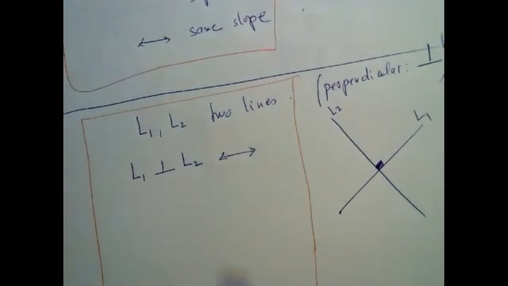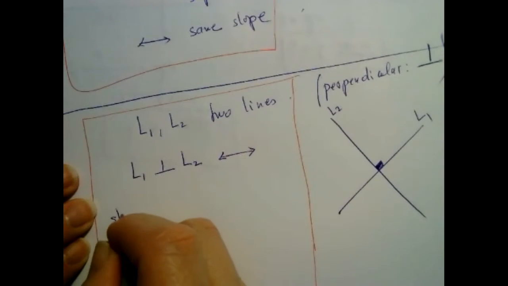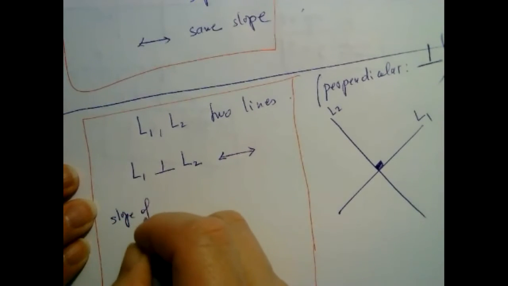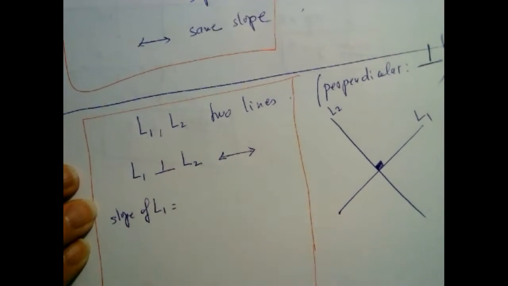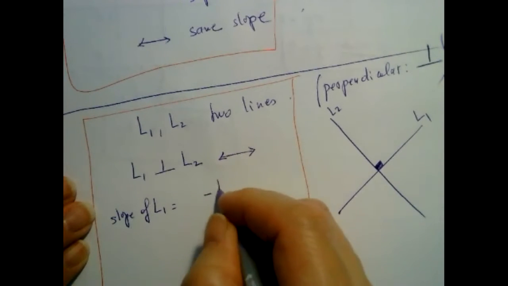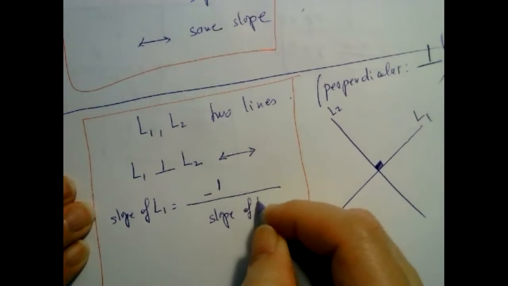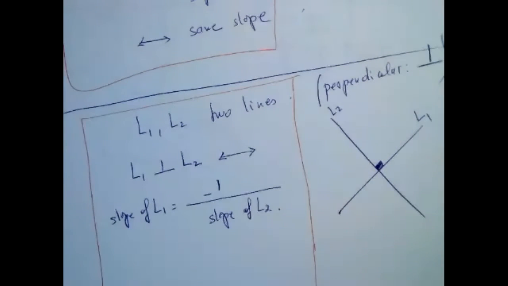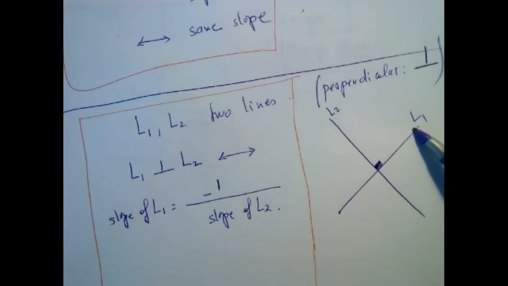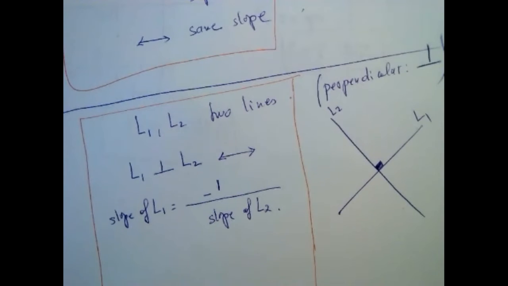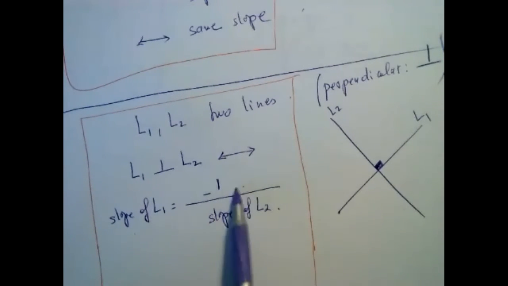If the lines are perpendicular, then the slope of L1 is given by -1 over the slope of L2. That's the relationship between their slopes. Definitely they don't have the same slope by any stretch of the imagination, because if you just look at the picture, this is positive and this is negative. But the relation between their slopes is given totally by this formula.